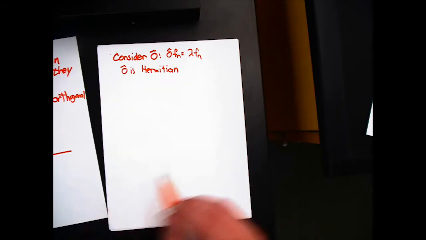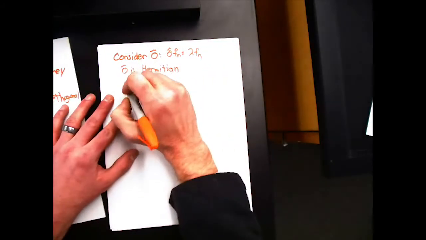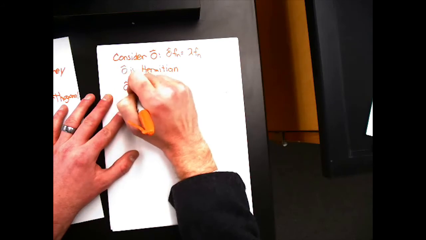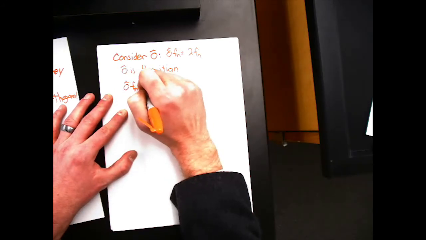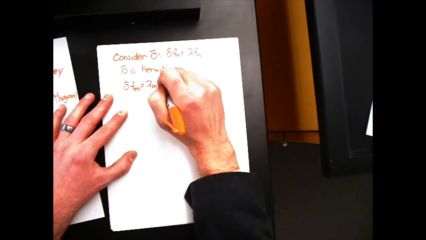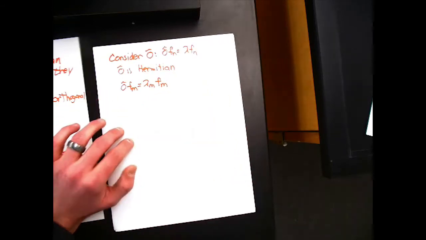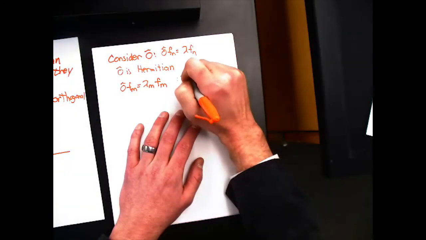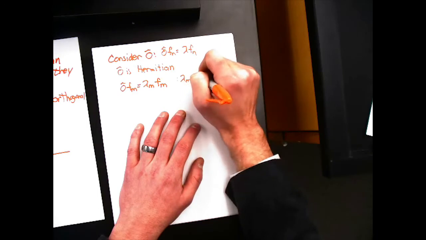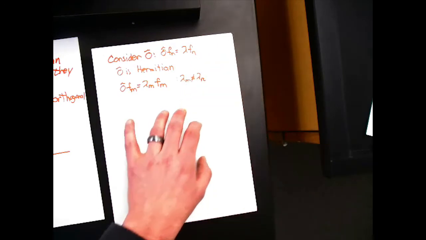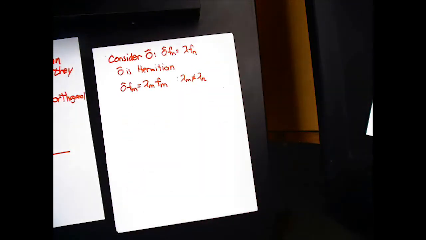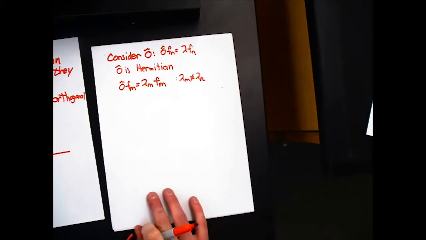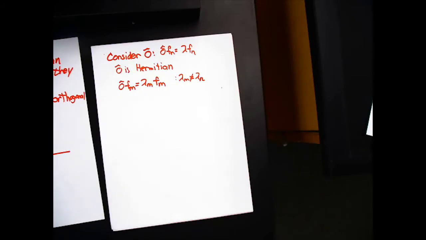So let's look at two different eigenfunctions. O operating on f sub m. So now we have two eigenfunctions, f sub m and f sub n. And their eigenvalues are different. If they were the same, we would say they were degenerate. If they're different, they are not. Okay.